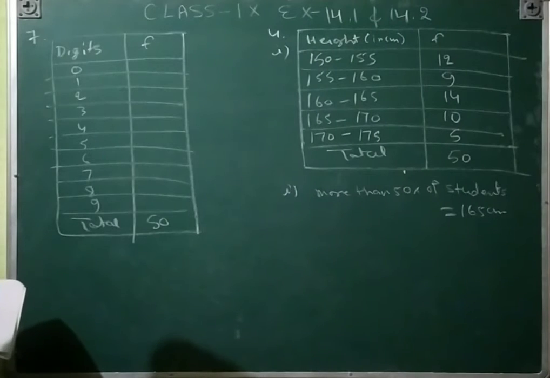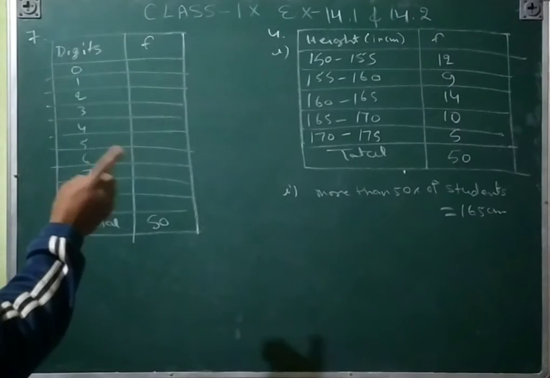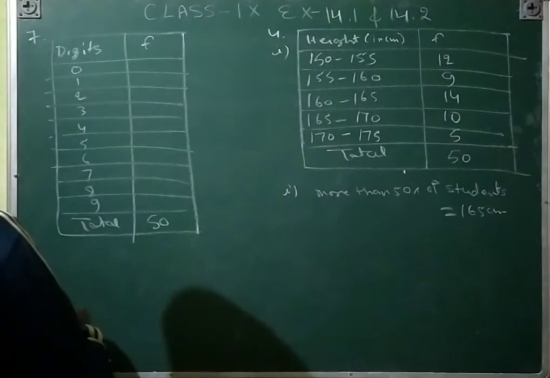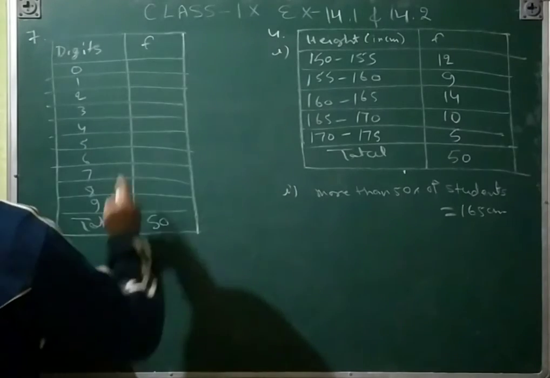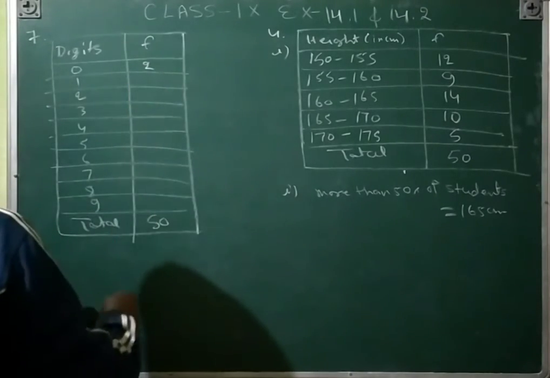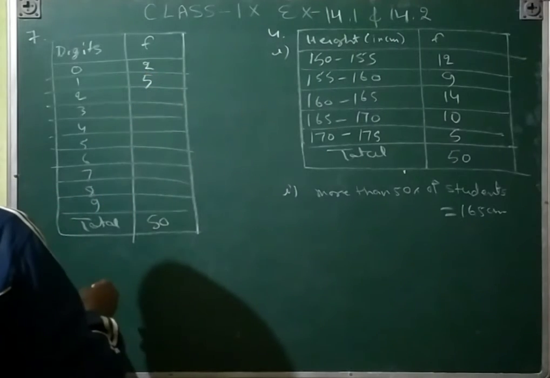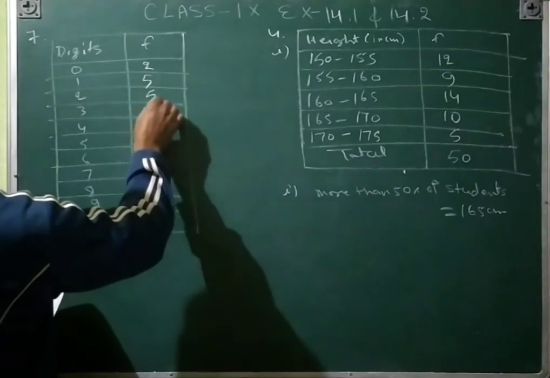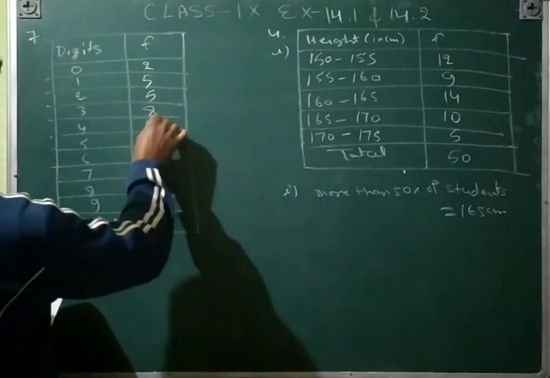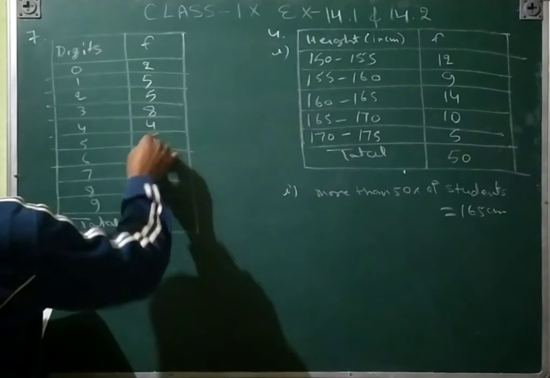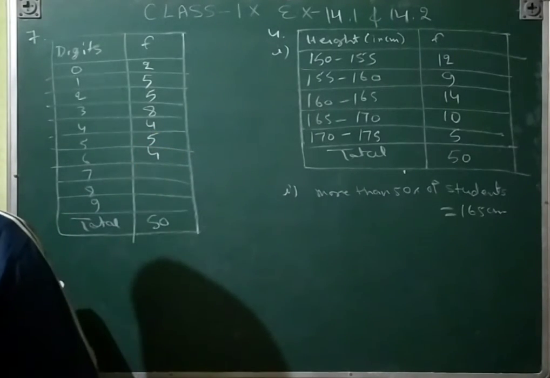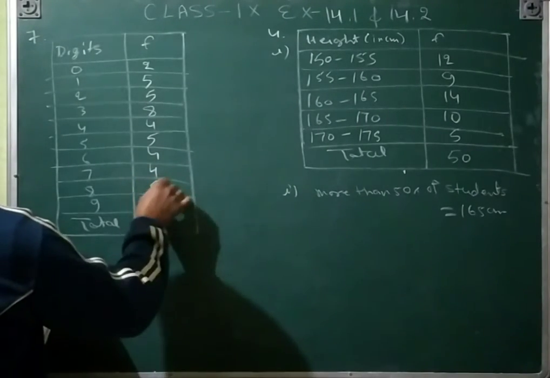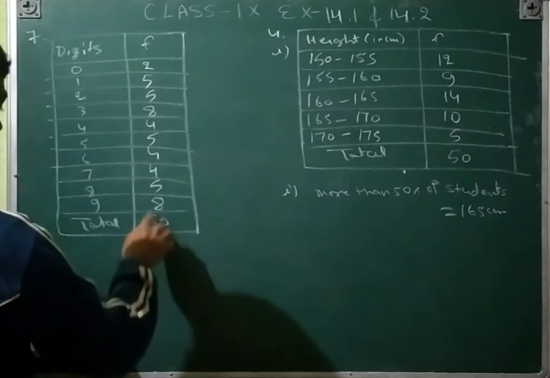Now, how many times has 0 come? Before the decimal we will not take, after the decimal only. So after the decimal, 0 has come only 2 times, and then 1 has come 5 times, 2 has come again 5 times, 3 has come 8 times, 4 has come 4 times, 5 has come 5 times, 6 has come 4 times, and 7 also 4 times, and then 8 5 times, and 9 8 times, and this sum must become 50.